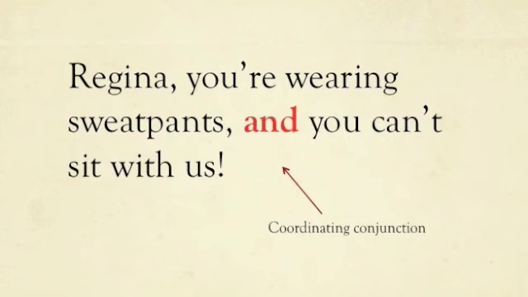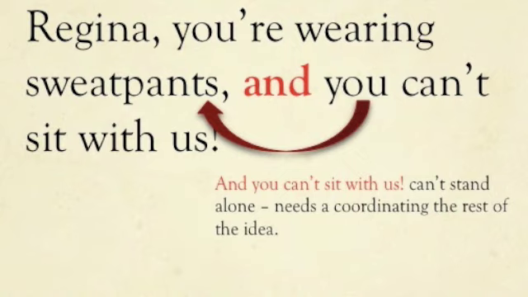To make the second clause dependent, simply add a coordinating conjunction such as and or but to the beginning of the second clause. This will link the second clause to the first and make the comma grammatically correct.